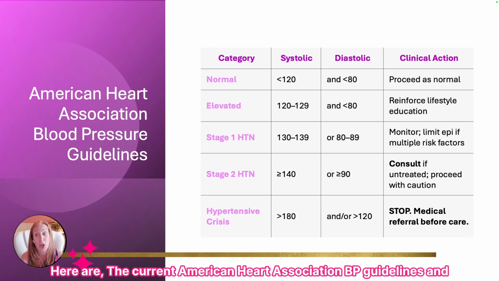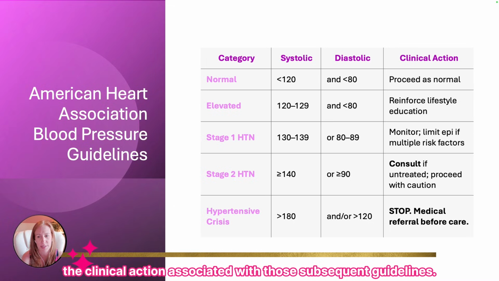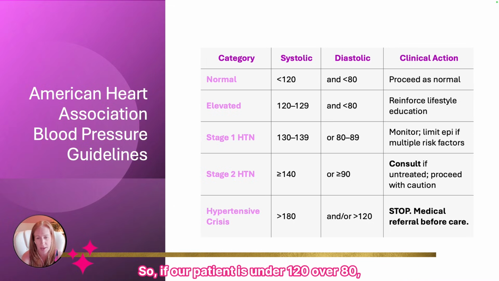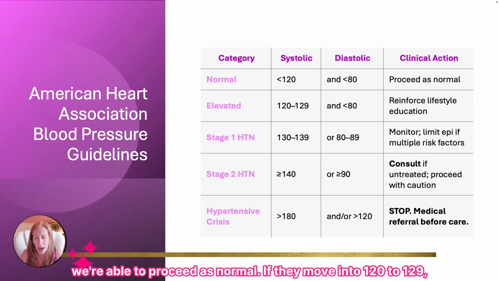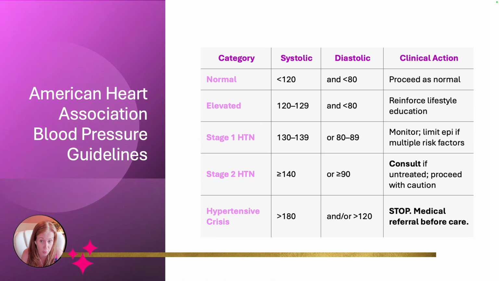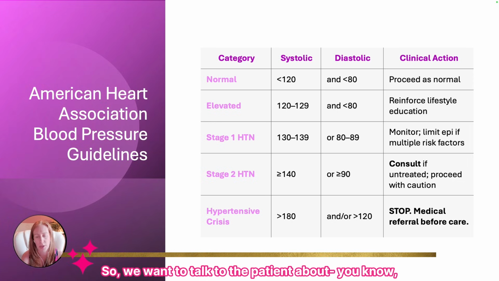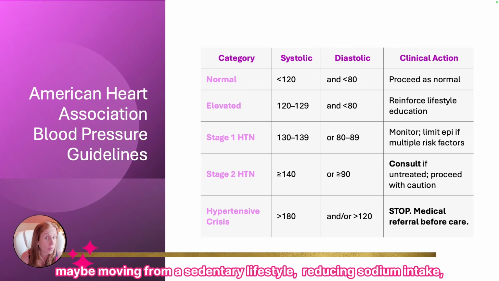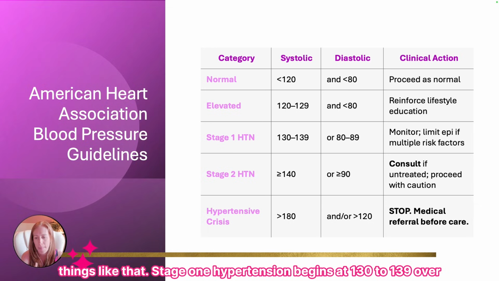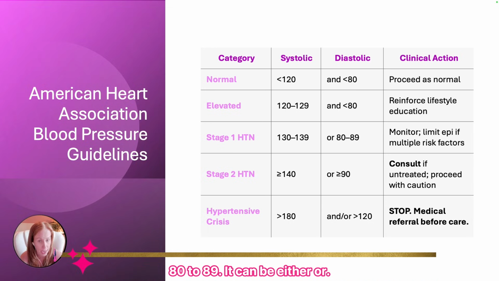Here are the current American Heart Association BP guidelines and the clinical action associated with those subsequent guidelines. So if our patient is under 120/80, we're able to proceed as normal. If they move into 120 to 129, still that diastolic under 80, we want to just reinforce that lifestyle education. So we want to talk to the patient about maybe moving from a sedentary lifestyle, reducing sodium intake, things like that. Stage 1 hypertension begins at 130 to 139 over 80 to 89.